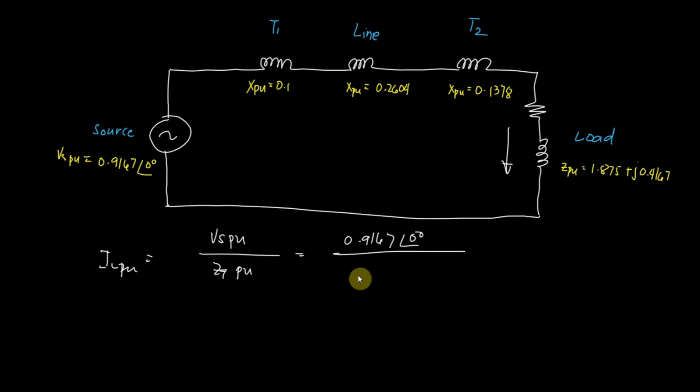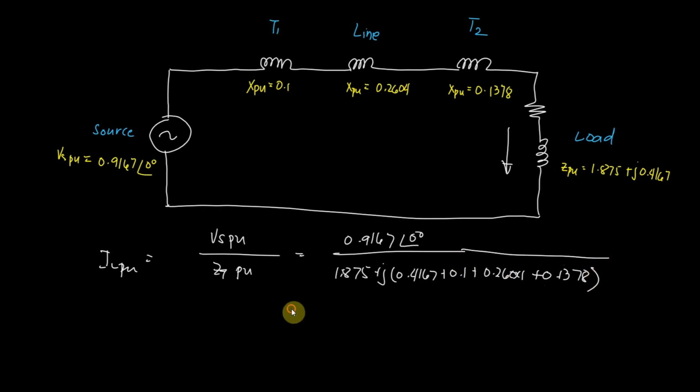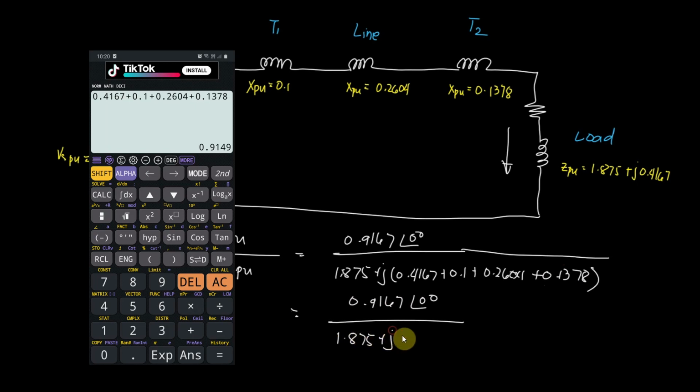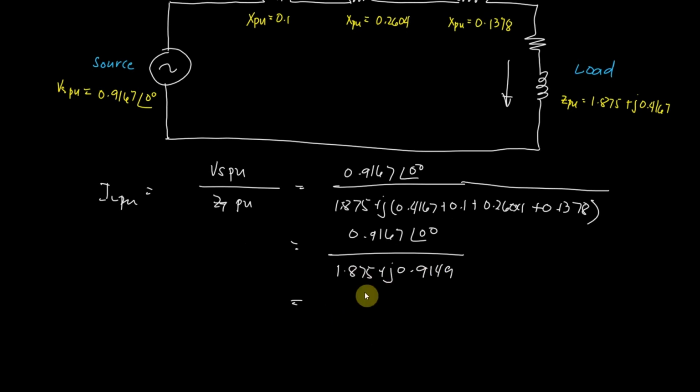So, i-add natin yung mga impedances natin. 1.875 plus J 0.4167 plus 0.1 plus 0.2604 plus 0.1378. So, okay. Pag inadd natin lahat yan, magiging 0.9167 cis of 0 degrees divided by 1.875 plus J 0.9149. Okay. So, para ma-divide natin yan, i-convert uli natin ito sa ating polar form.